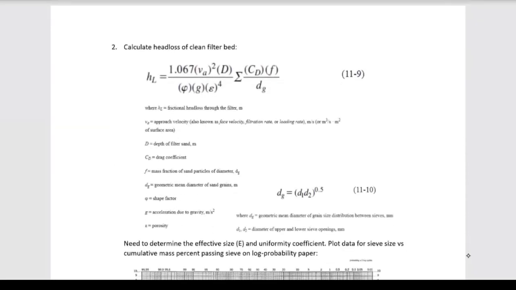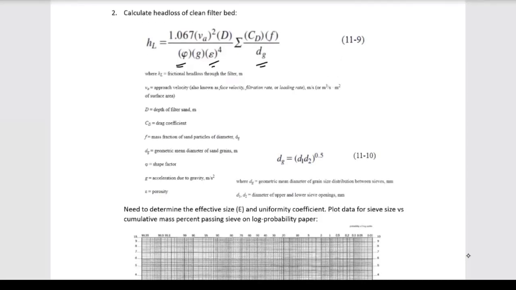The next thing we want to do is to calculate the head loss of the clean filter bed. So we're going to use the equation that I've given you now. Here it's the same equation in the notes. Again, it's an empirical equation, and the head loss is a function of your approach velocity squared, the depth of your bed. It's inversely proportional to the sphericity, the porosity, and the diameter of your media.